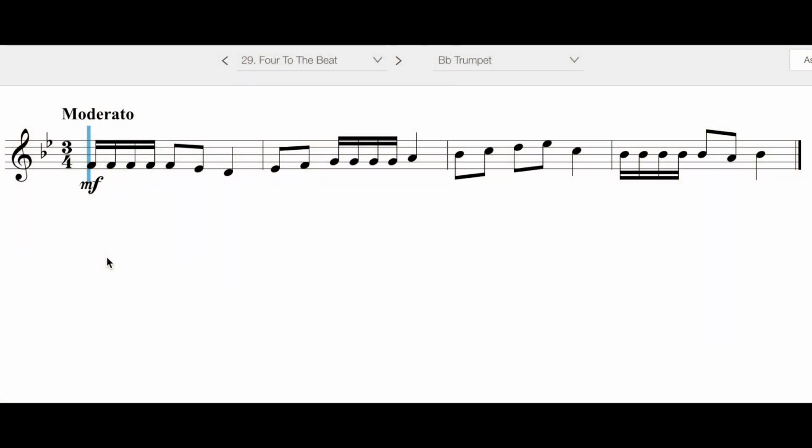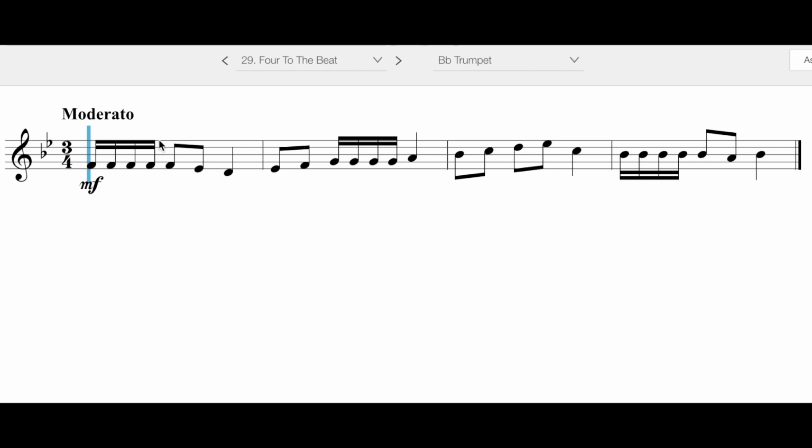Good morning or afternoon. Today we are looking at number 29, 4 to the beat. Now, the first thing that you probably notice is that 16th notes, these things right here, are introduced for the very first time in your book. They may look to you at first glance like some sort of form of advanced alien technology, but they are indeed not. They are just faster than eighth notes.